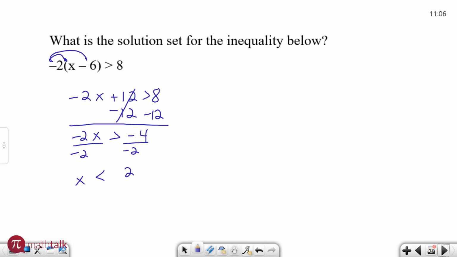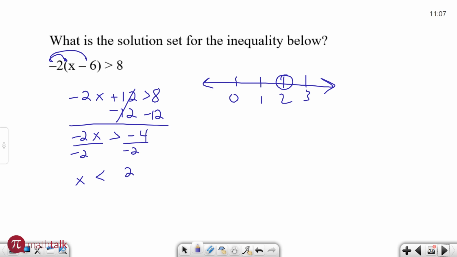So we have x is less than 2, and with inequalities, they usually will have the solution set graphed on a number line. So let's do that. A number line is basically a set of numbers like 0, 1, 2, 3. And there's a key part to inequalities. Anything that is less than or greater than has an open circle over your solution number. Anything that is less than or equal to or greater than or equal to has a closed circle, which will be filled in.